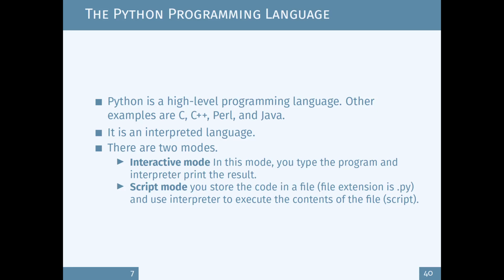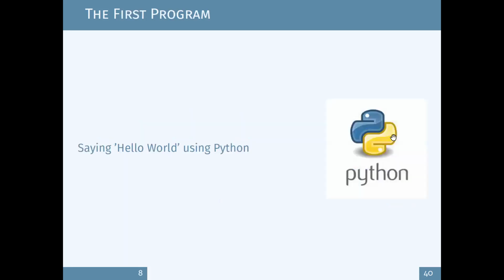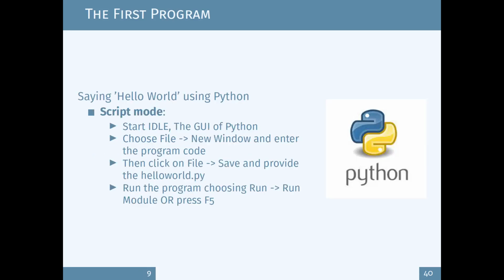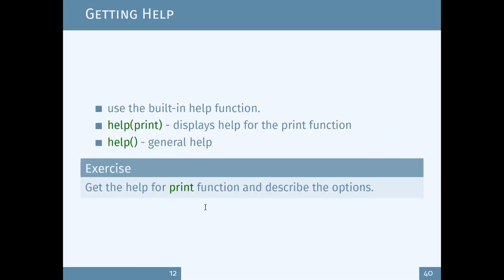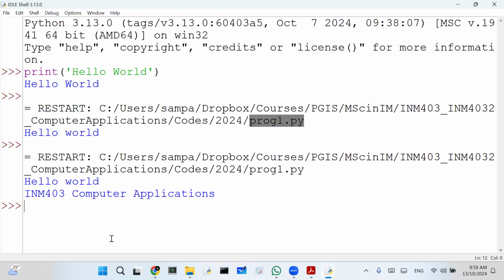Okay, so let me move to the next. To print something, I told you what we can do. In script mode, we go to IDLE, choose File, New window, save it, and then run it. The shortcut is you can just press F5. Next, most of the time when you're new to something, you should learn how to get help. Getting help in Python is easy. So I will go to the shell window and I will show you.